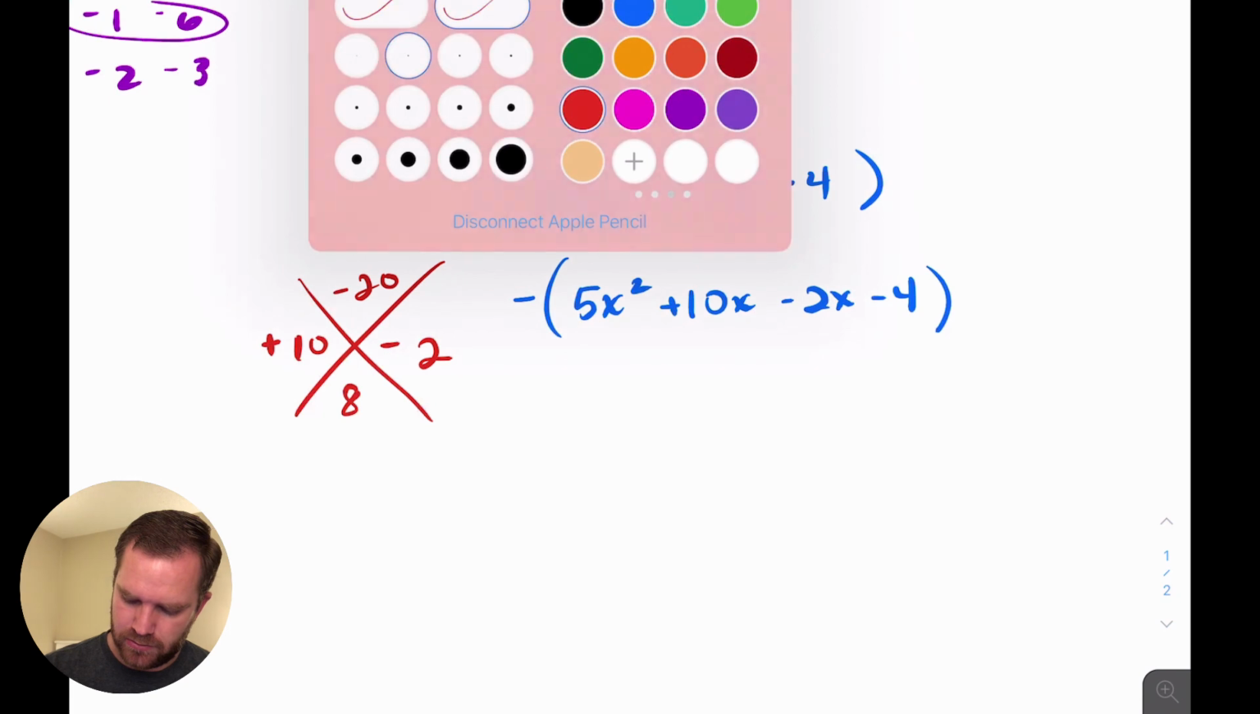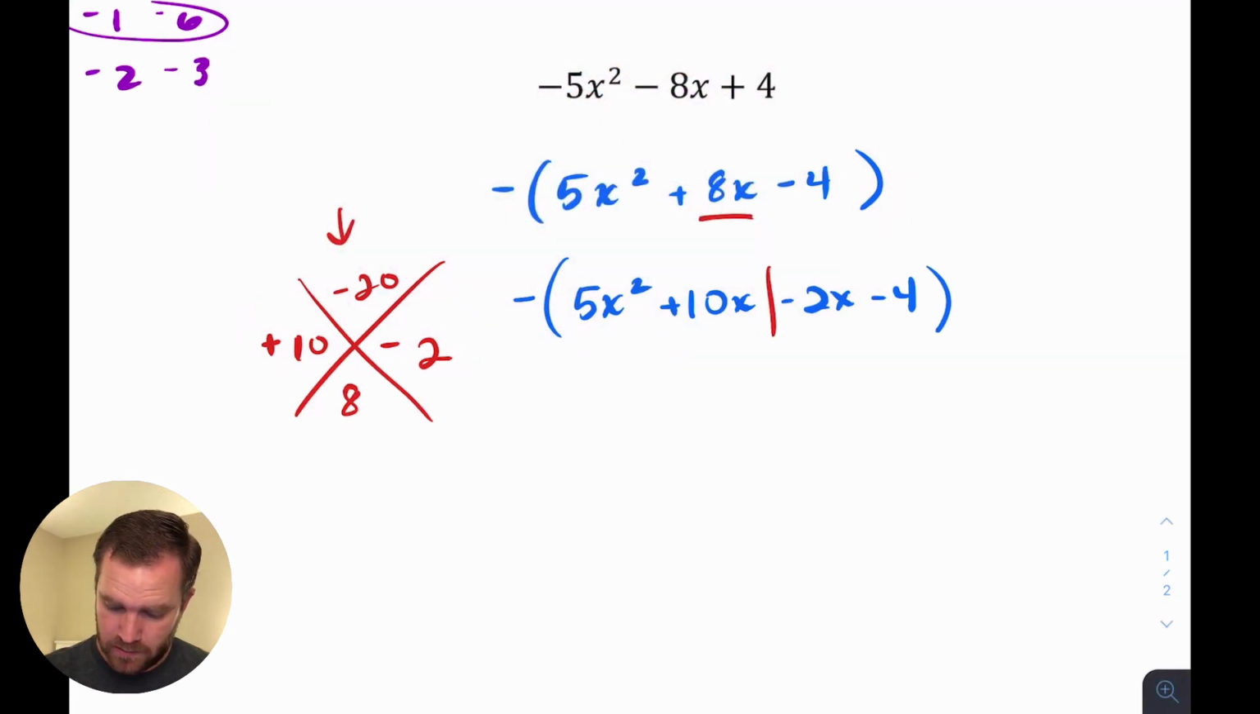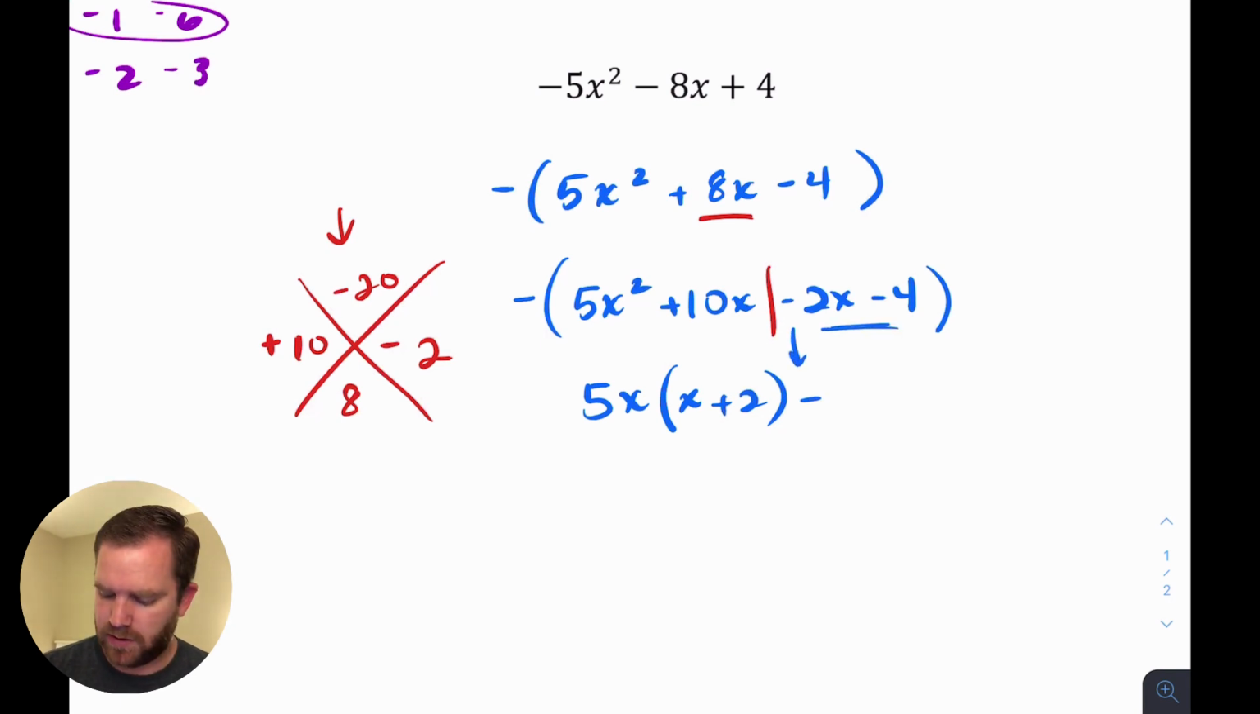And then we're going to split and factor. So when splitting, from these two we're going to get out a 5 and an x, and then 5x times x is 5x squared. 5 times a positive 2 is 10. Now our leading coefficient is negative, so we're going to take down a negative here. And from these two terms, we're going to pull out a 2. -2 times positive x is -2x. -2 times a positive 2 is -4.